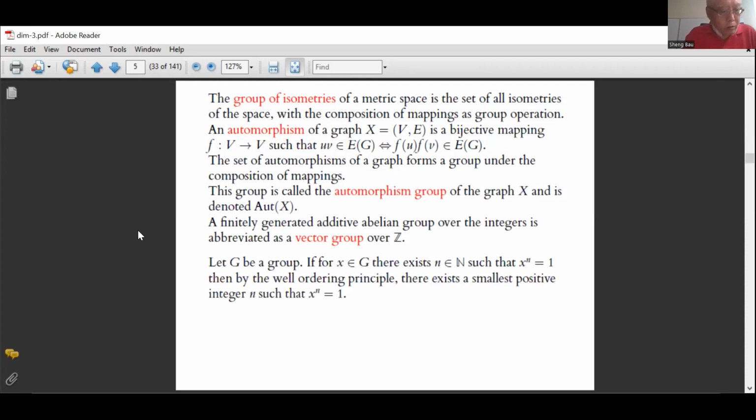Now, we have another condition. We want our group to be torsion-free. It is abelian and torsion-free. We want to consider these groups, and the metric groups, which are called vector groups.